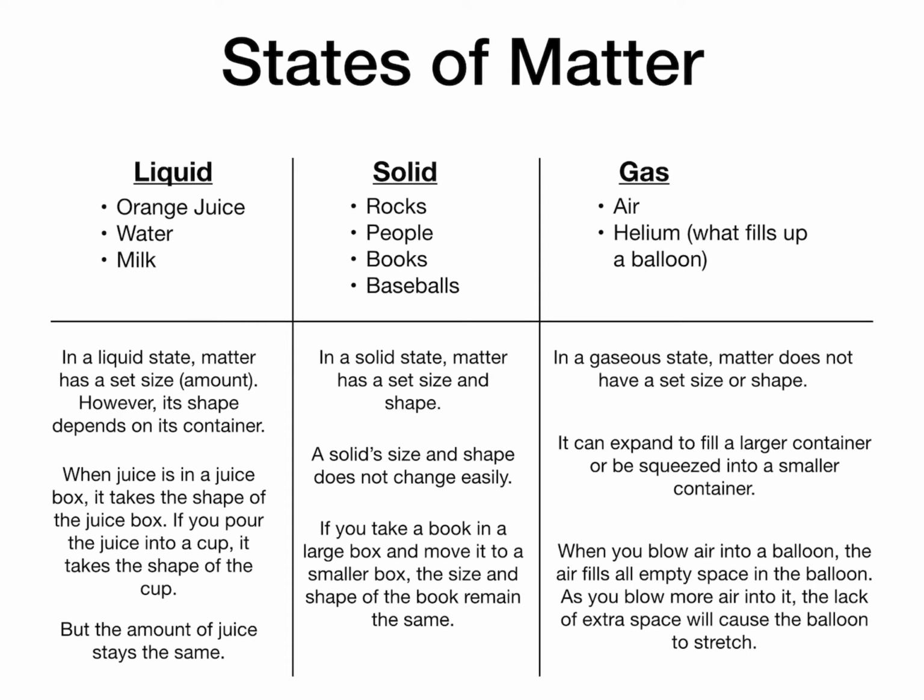And then finally we have gas. Some examples of gas would be air and helium, which is the gas that fills up a balloon and makes it float. In a gaseous state, matter does not have a set size or a set shape. It will expand to fill a larger container, or it can be squeezed into a smaller container.